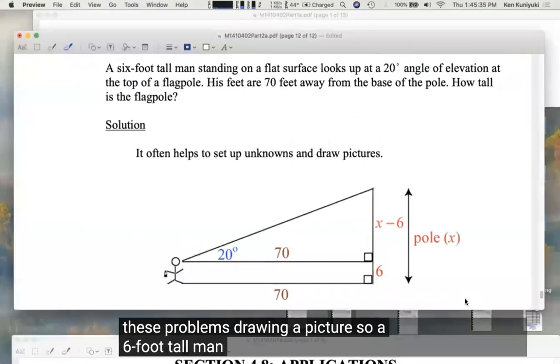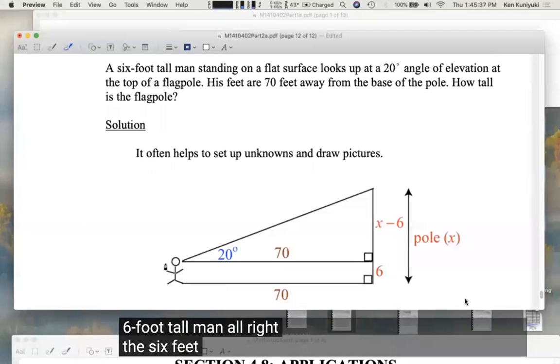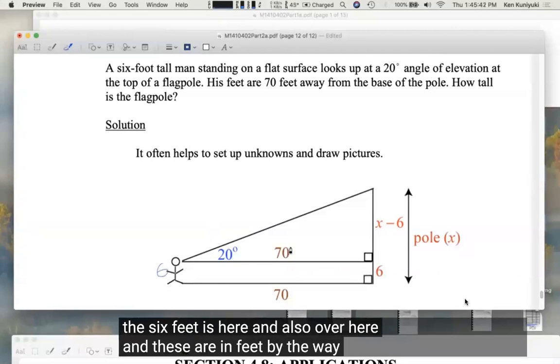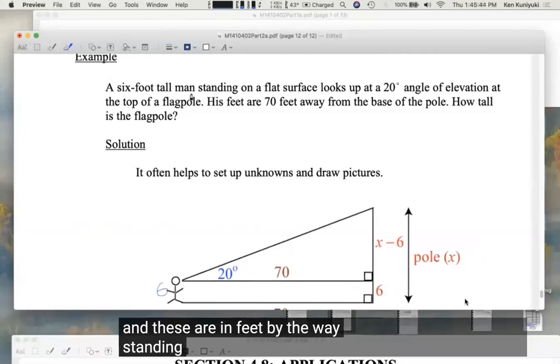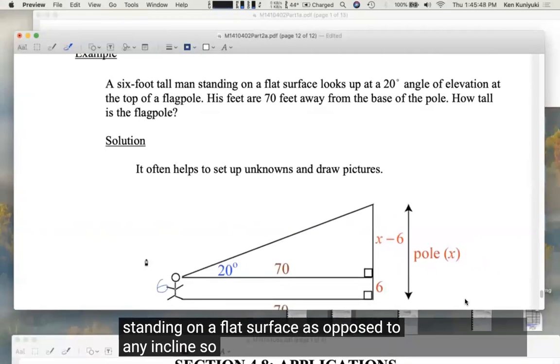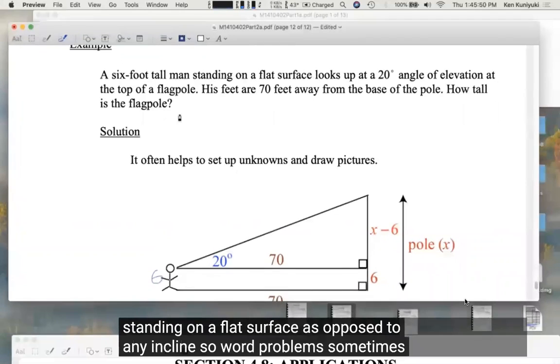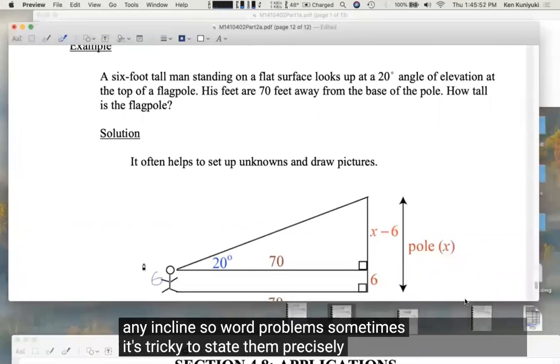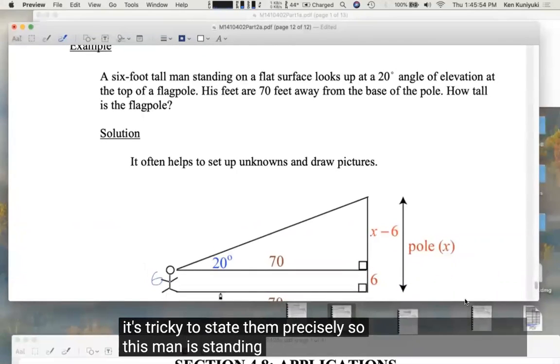So a 6-foot-tall man, right? The 6 feet is here and also over here. And these are in feet, by the way. Standing on a flat surface, as opposed to an incline. So word problems, sometimes it's tricky to state them precisely. So this man is standing on a flat surface, not a hill. And he's looking up at a 20-degree angle of elevation.